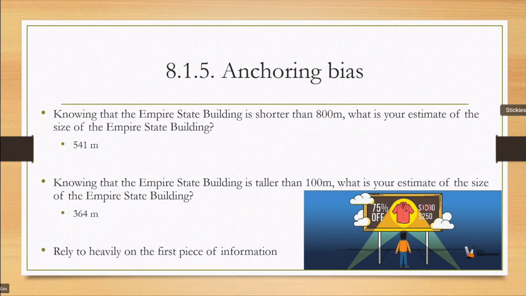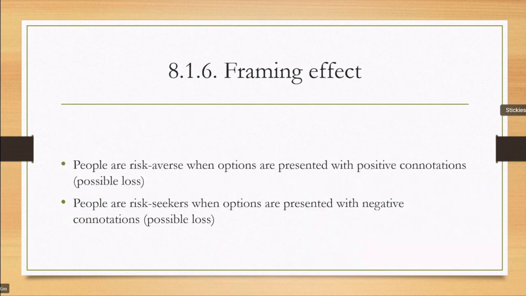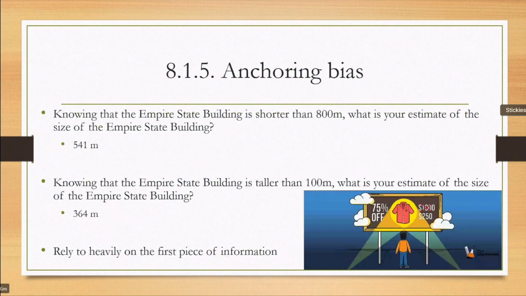Anchoring bias. You rely on the first piece of information. That's very important. For example, if we say the Empire State Building is shorter than 800 meters, you would probably get a different result than if you were asked how high the Empire State Building is in general. That's the anchoring bias. It's always about the first piece of information.